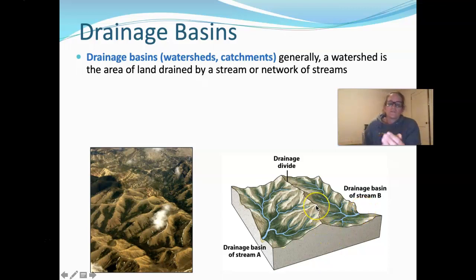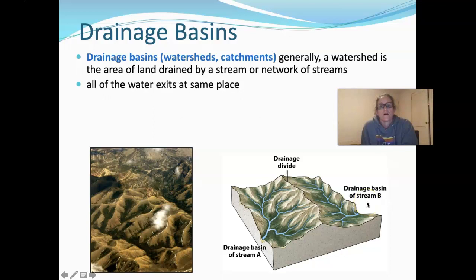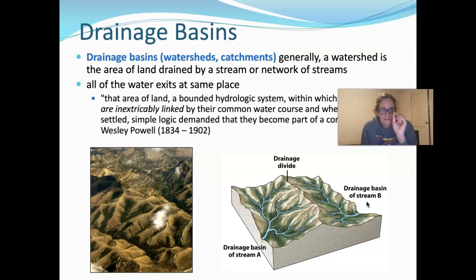Down the center of these two bowls is the divide. So that is dividing one drainage basin from another. So when rain falls on this block diagram, the water that hits to the left of the drainage divide is going to flow eventually down through stream A. Water that falls to the right of the drainage divide is going to eventually flow down into stream B. All the water is going to exit that one spot.